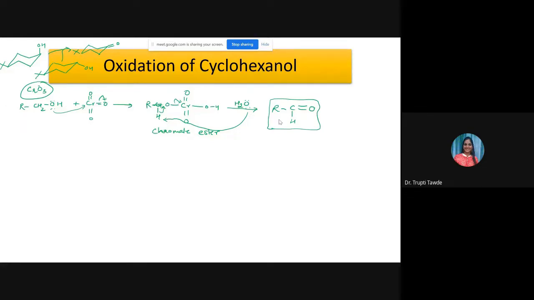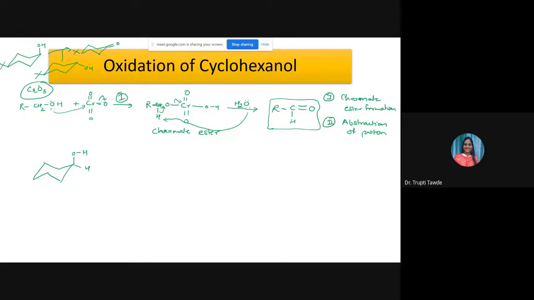So here there are two steps. First step is formation of this chromate ester. Chromate esters are formed. And step number 2, abstraction of proton. Now if I draw this mechanism with the help of the cyclohexane derivative, what kind of approaches will be possible? See, first approach, let us talk about the axial alcohol.